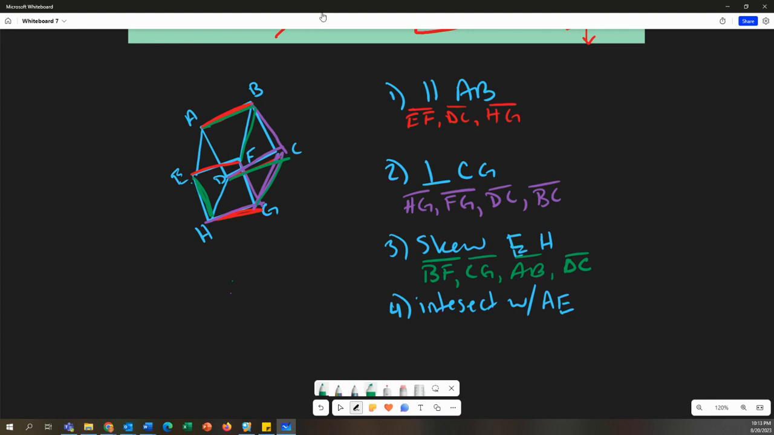All right, intersect with AE. So AE, I know this is getting to be a lot of lines here. AE is right here. So who intersects with it? So who intersects with A? AD, AB, now go down to the bottom, EH, and EF. So lots of naming and using the definitions.